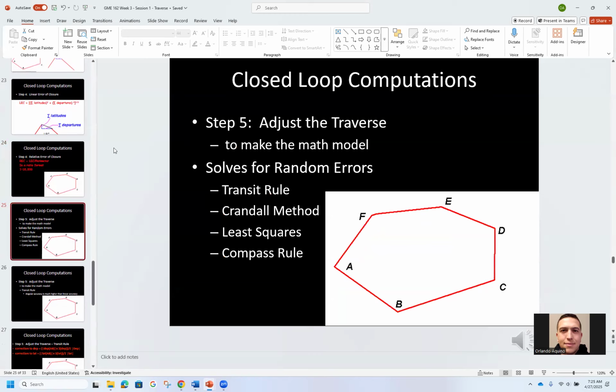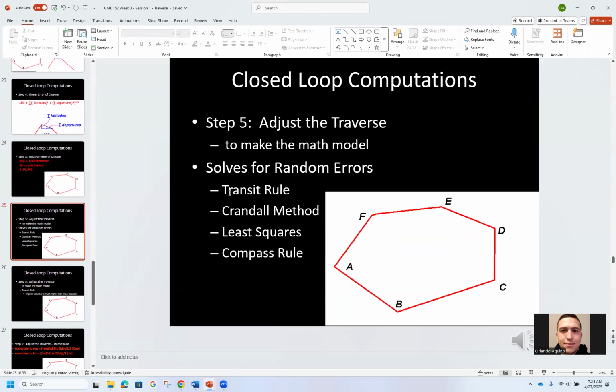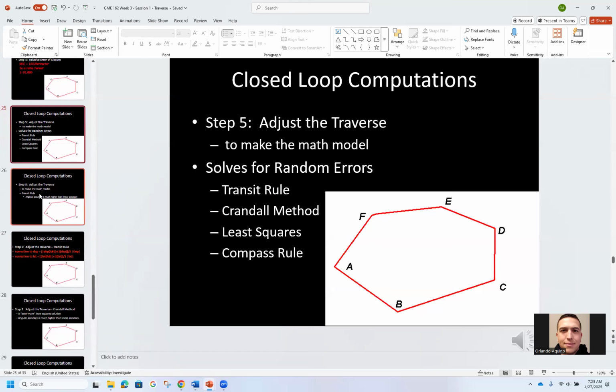And then step 5 is to adjust the traverse, make the math model, and solve for the random errors. Everybody's used to using the compass rule, and that's what we're going to be doing. The Crandall rule and the transit rule are kind of outdated. And least squares, you will learn in least squares using the software called StarNet. And you guys will have a great time with that one, I promise.